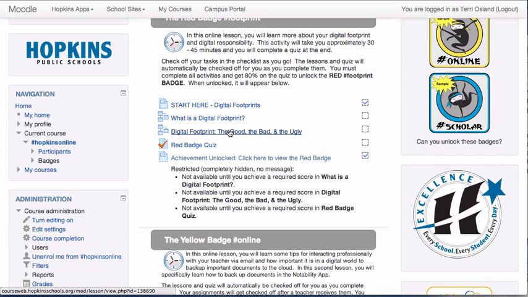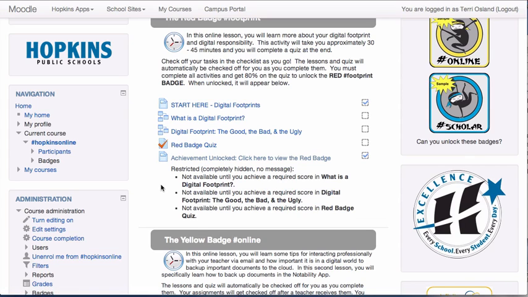Then these two items here are lessons. They're digital lessons with built-in questions to check for understanding, and we found some really good videos on the web that are embedded on those lesson pages. The very last thing they have to do is earn 80% or above on a relatively short quiz.